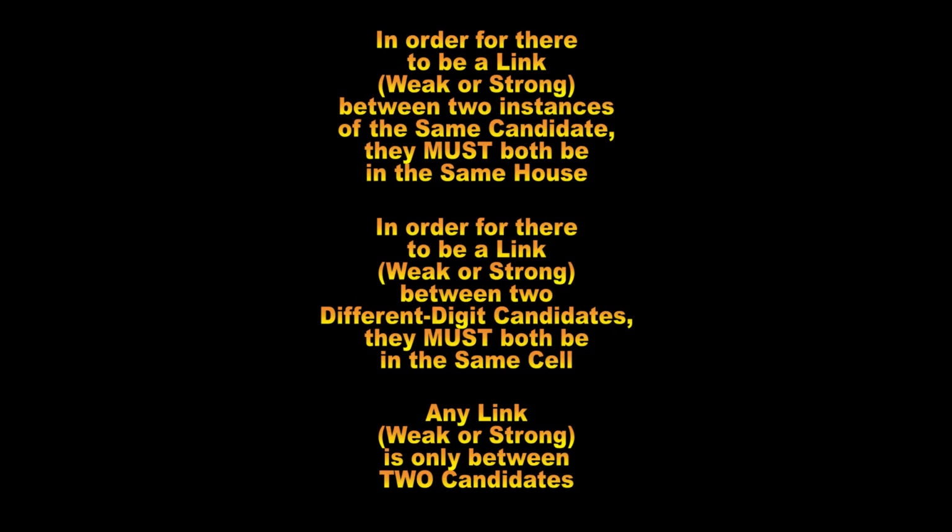To sum this section up, in order for there to be a link, weak or strong, between 2 instances of the same candidate, they must both be in the same house. And in order for there to be a link, weak or strong, between 2 different digit candidates, they must both be in the same cell. And any link, weak or strong, is only between 2 candidates.